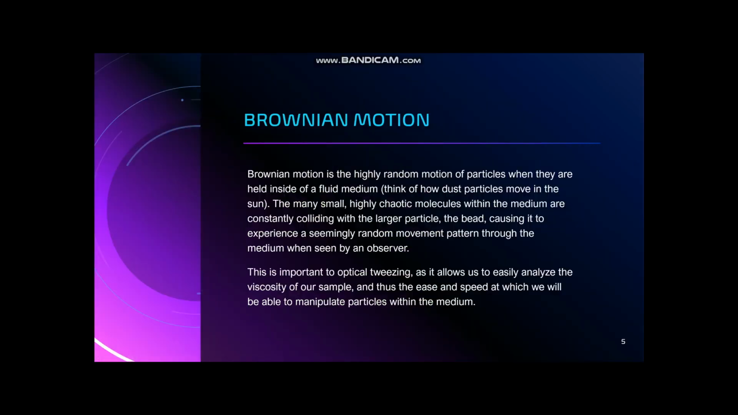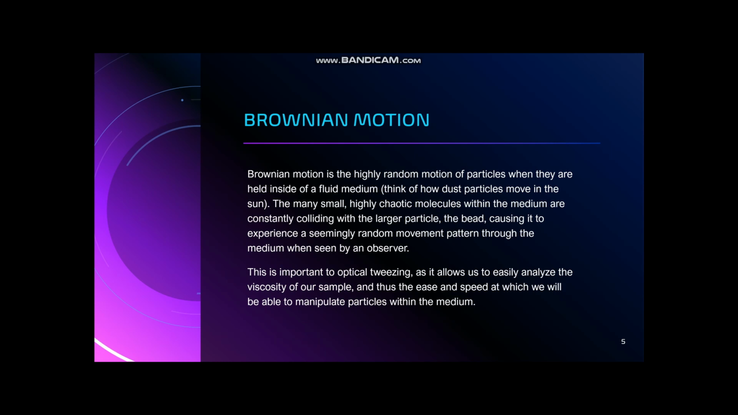Brownian motion. Brownian motion is the highly random motion of particles when they are held inside of a fluid medium, either a liquid or a gas. The many small, highly chaotic molecules within the medium are constantly colliding with the larger particle, the bead in this instance, causing it to experience a seemingly random movement pattern through the medium when seen by an observer.